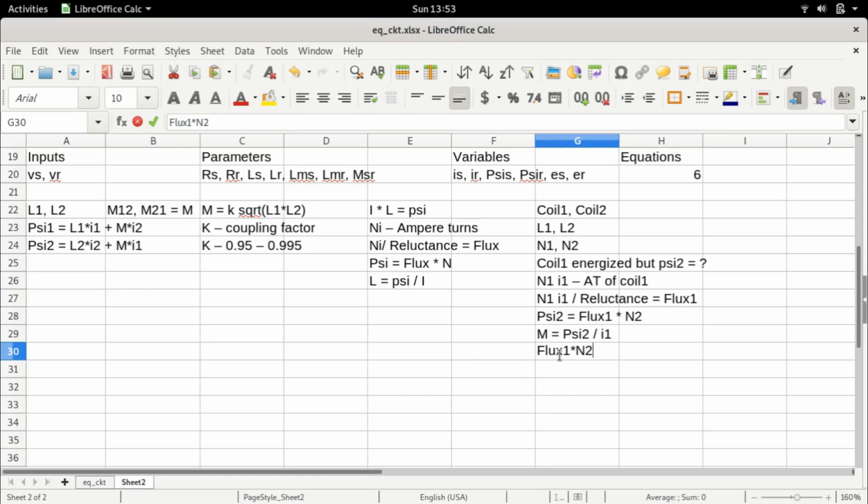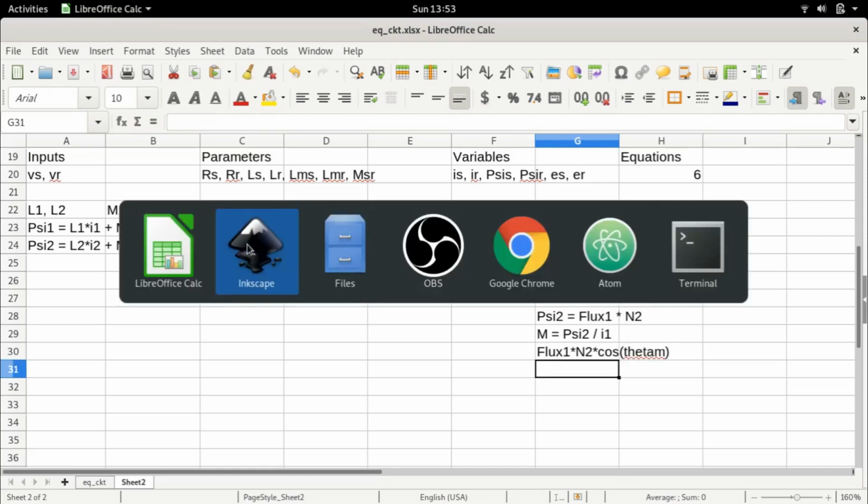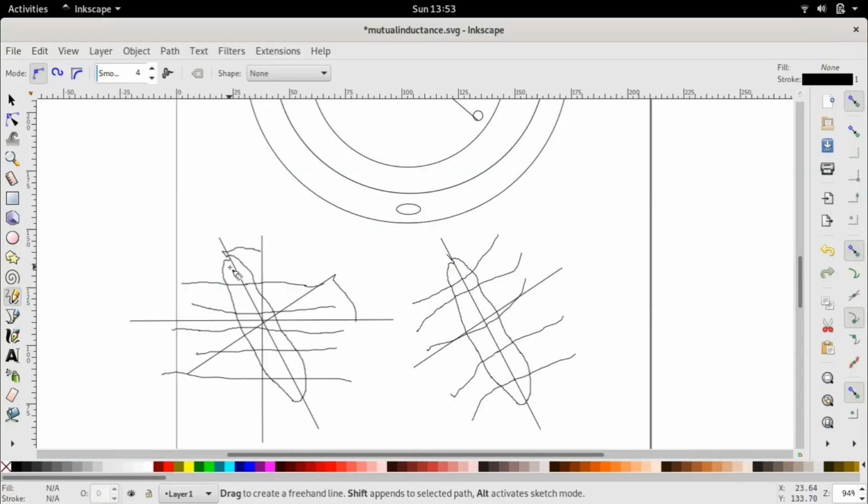But otherwise, in other conditions, I would say that the actual flux is a cosine of the rotor position angle theta m. Of course, the assumption we are making here is that this angle is the angle made by the rotor axis with respect to this vertical axis. We can define it in different ways. This is just one possible definition.